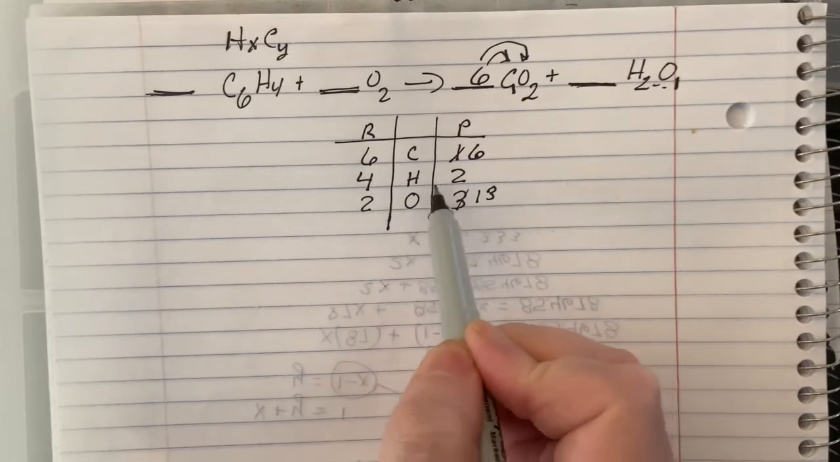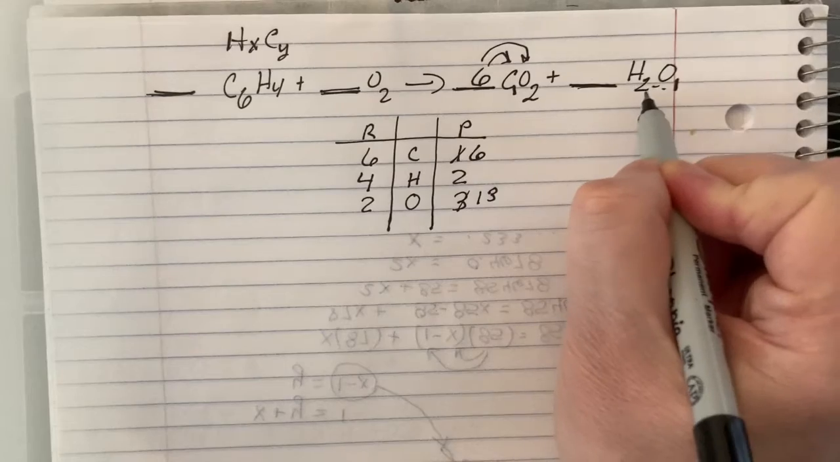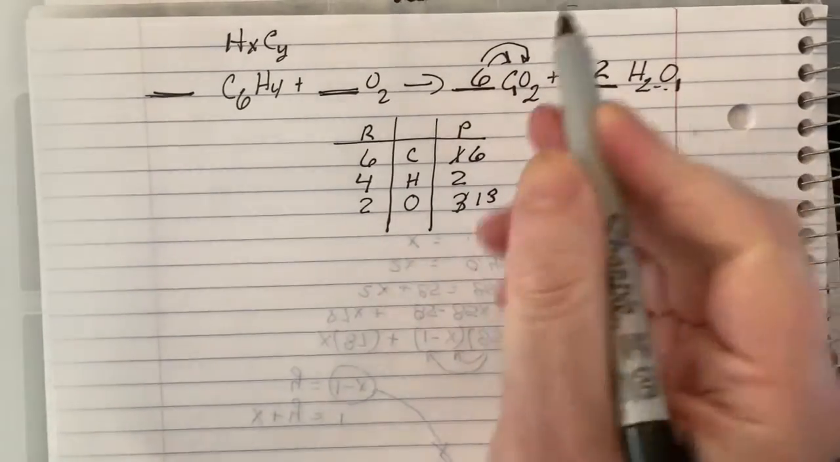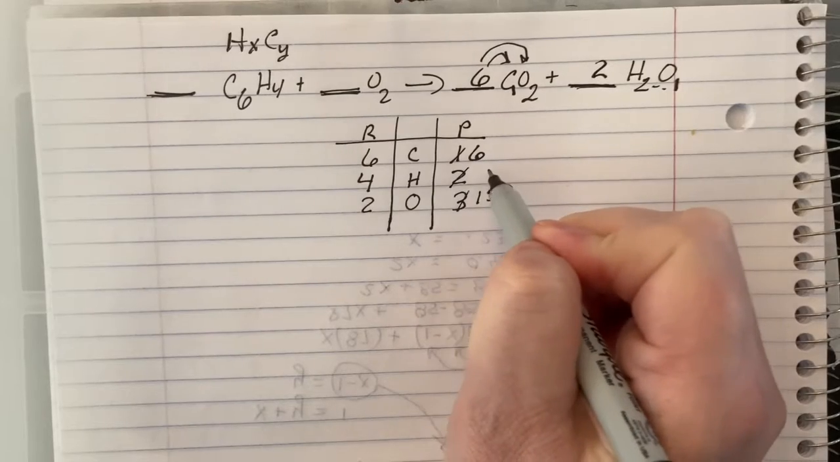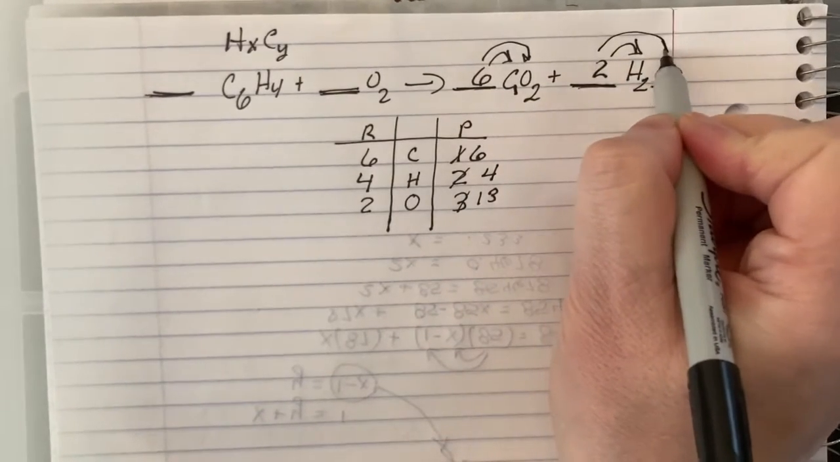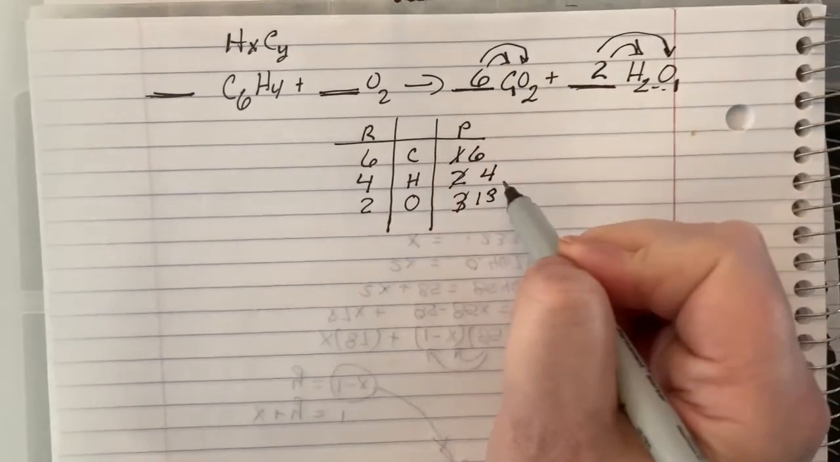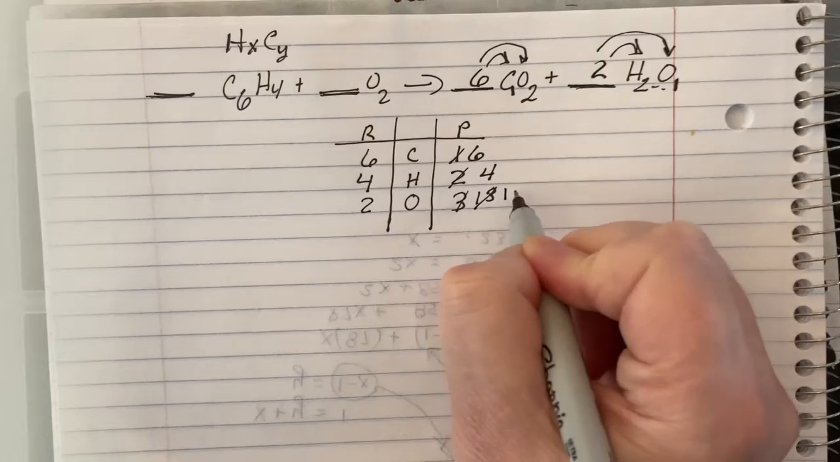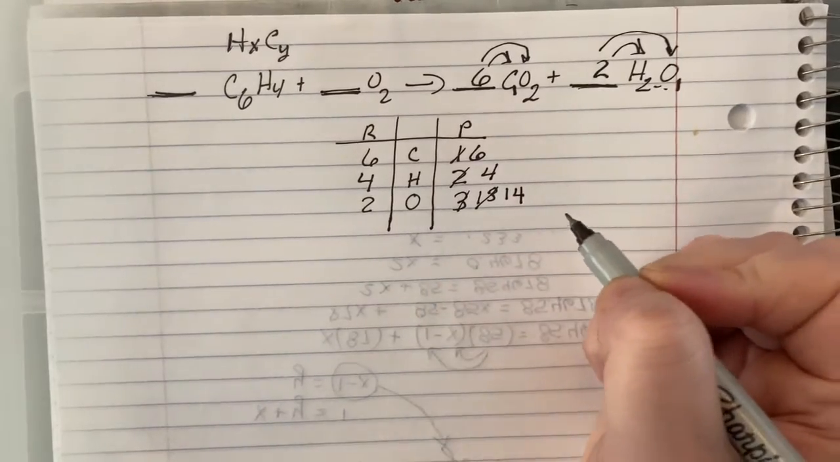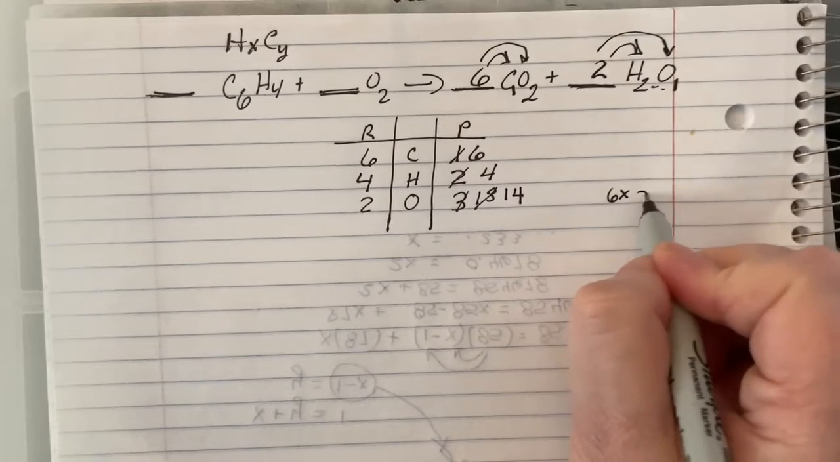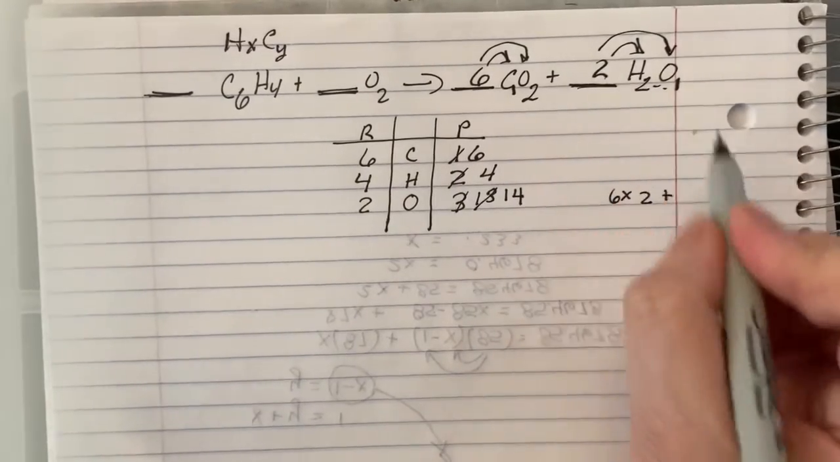4 hydrogens on the left, I need 4 hydrogens on the right. I don't change the subscript, but 2 times 2 is 4. So now I can change there. 2 times 2 is 4. 2 times 1 is 2, plus 6 times 2 gives me 14 oxygens now, okay? That's 6 times 2 plus 2 times 1.